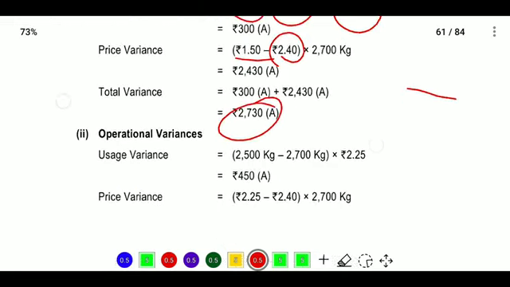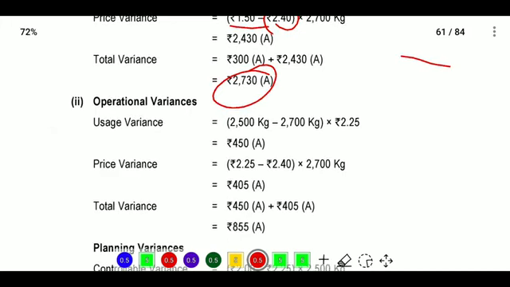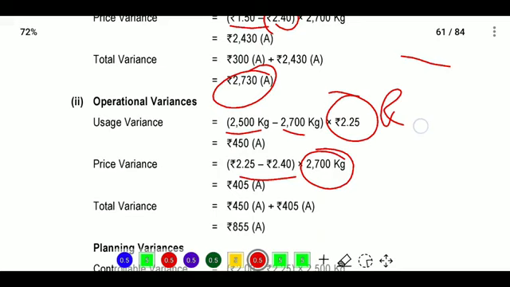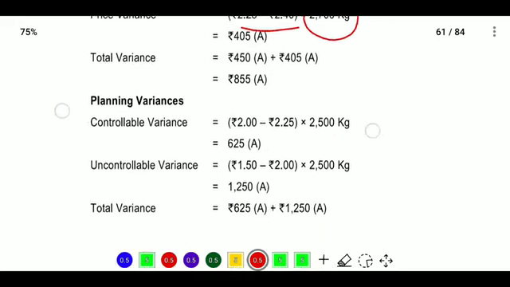2730. Okay. Next, operational variance. How will we get it? 2500, 2700 into 2.25. Now price variance will be 2.25 minus 2.24, into 2700 kgs. The 2700 kgs is based on actual quantity. Actually they used 2700 kgs, and this 2.25 will be the revised actual price. Next, total variance. Next, planned variance.